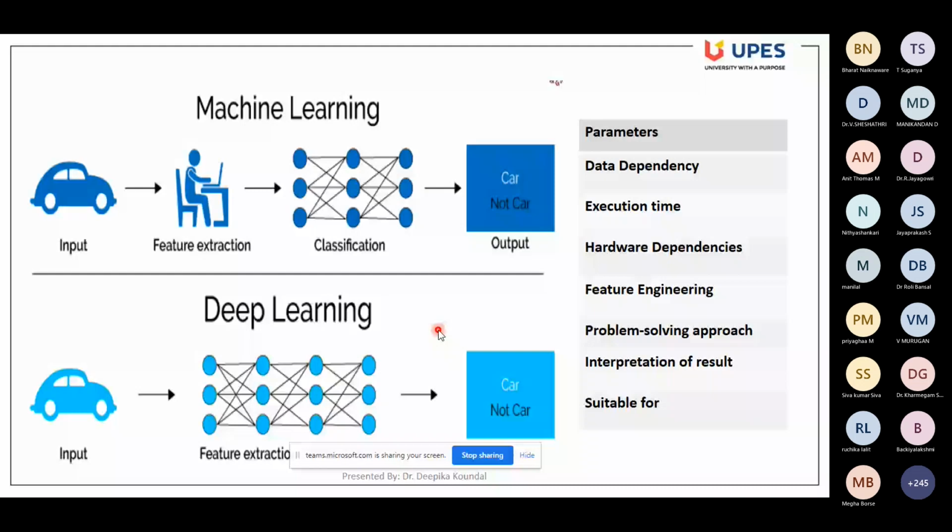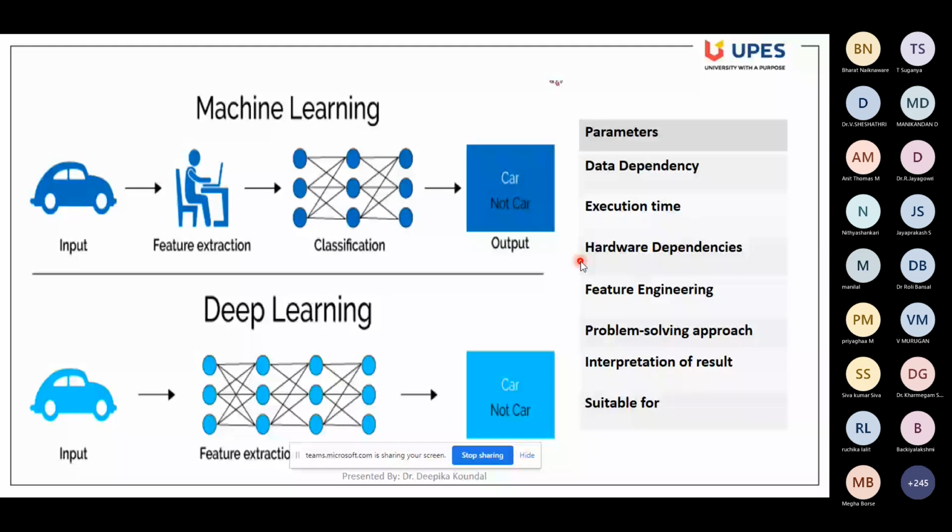Second parameter which we are taking is execution time. Machine learning takes less time. As I told you, we can train our model with less data, but in deep learning we need a large amount of data, so quite obviously execution time would be more. Hardware dependencies: as we know, images occupy a lot of space. So when we are training with images, again, we need good hardware. That's why today we are working on GPUs.